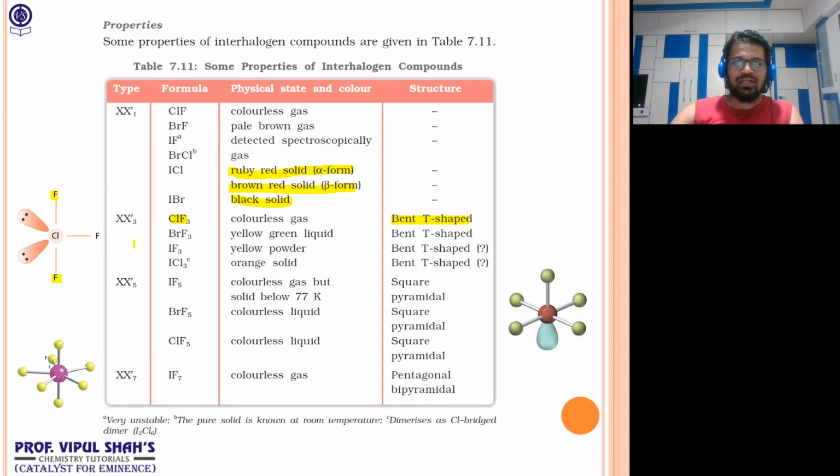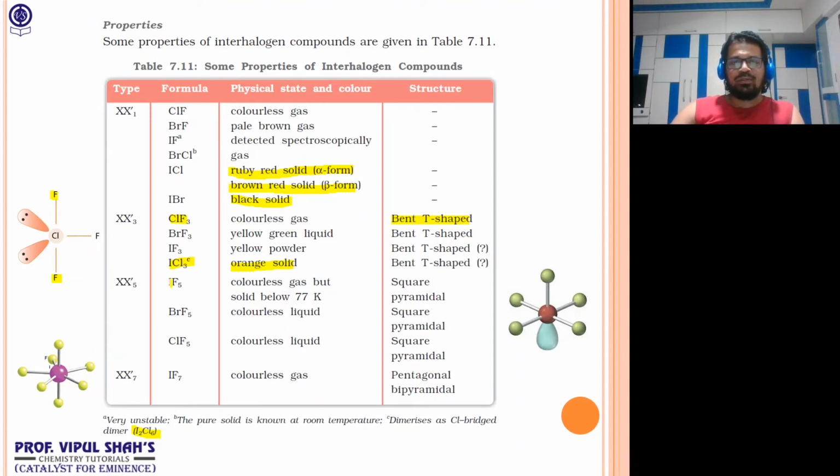A means it's very unstable, like IF. B stands for the pure solid is known at room temperature, that is BrCl gas. C is also written, that is ICl3, an orange solid, where C stands for it dimerizes as a chlorine bridge dimer, I2Cl6. Like how 2NO2 combines to form N2O4, in the same way, 2ICl3 will form I2Cl6.